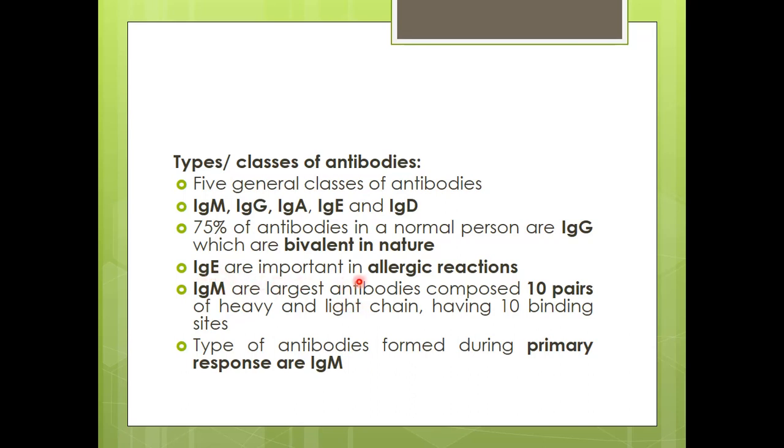IgE antibodies are important in allergic reactions. They are present on the surface of mast cells and basophils. These antibodies, when bound with antigen, cause degranulation of the mast cells, and the degranulation causes the release of chemicals which produce different reactions.